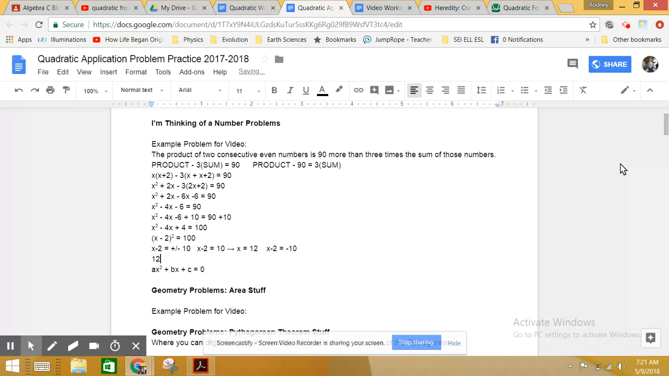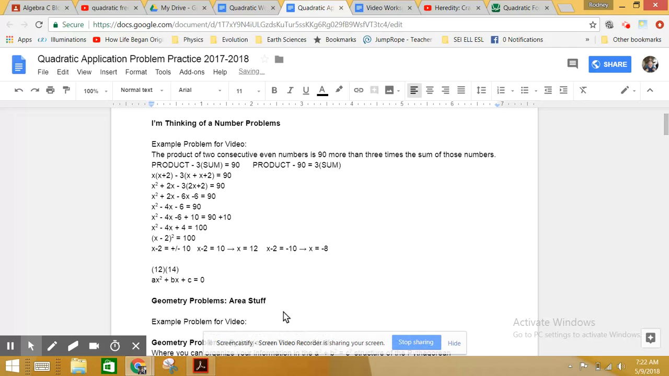So for my first option, my numbers are 12 times 14. So that's my two numbers. If I solve this other one, x minus 2 equals negative 10, I end up with x equals negative 8. And so now I've got negative 8, and my two numbers would then have to be negative 8 and negative 6.